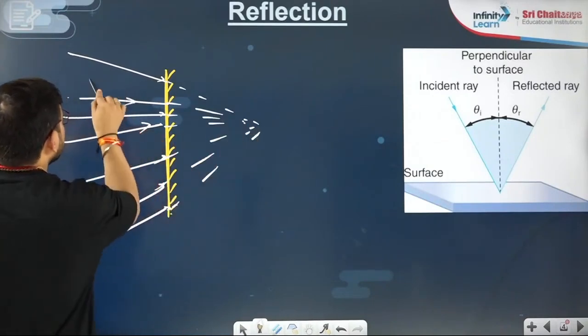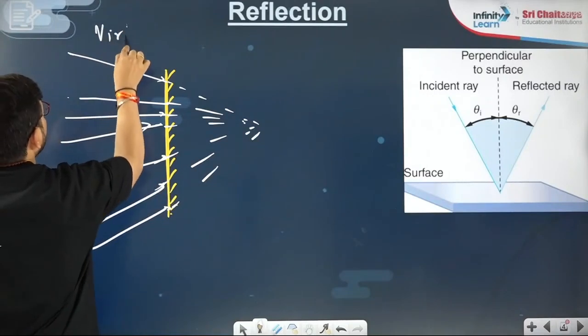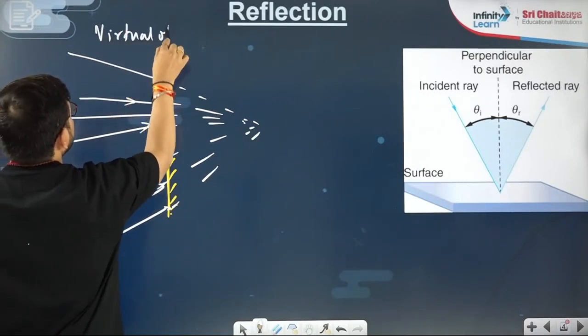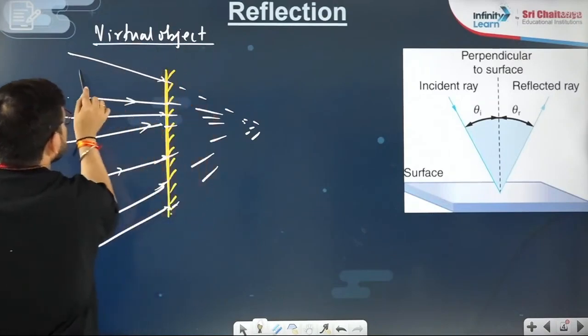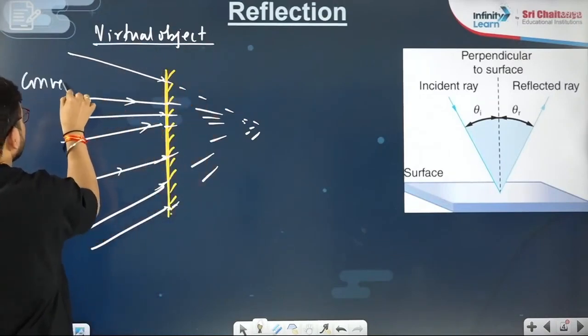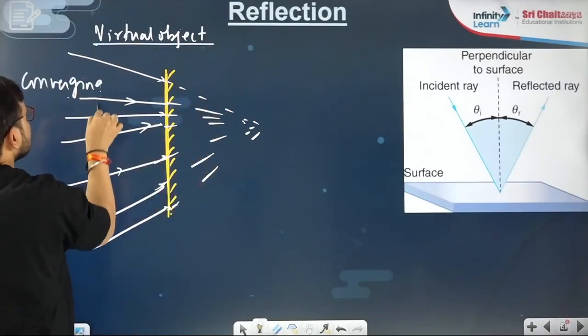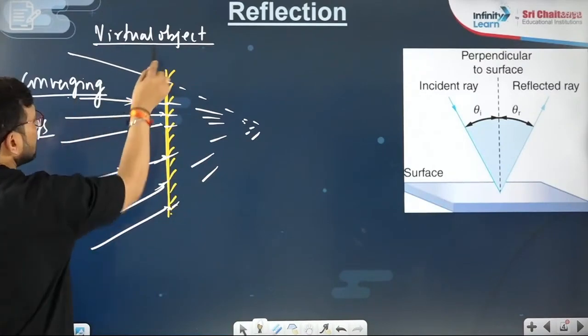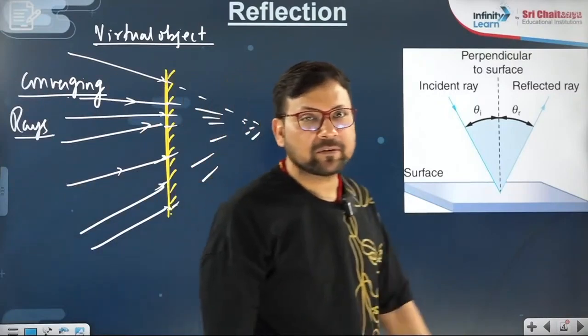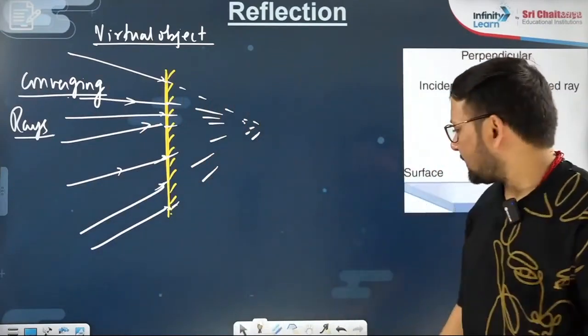Converging rays. It means we are talking about a virtual object. We are talking about a virtual object because rays are converging. See, here only we are making a mistake. Converging rays means we are talking about a virtual object. Got this? Converging rays means virtual object.